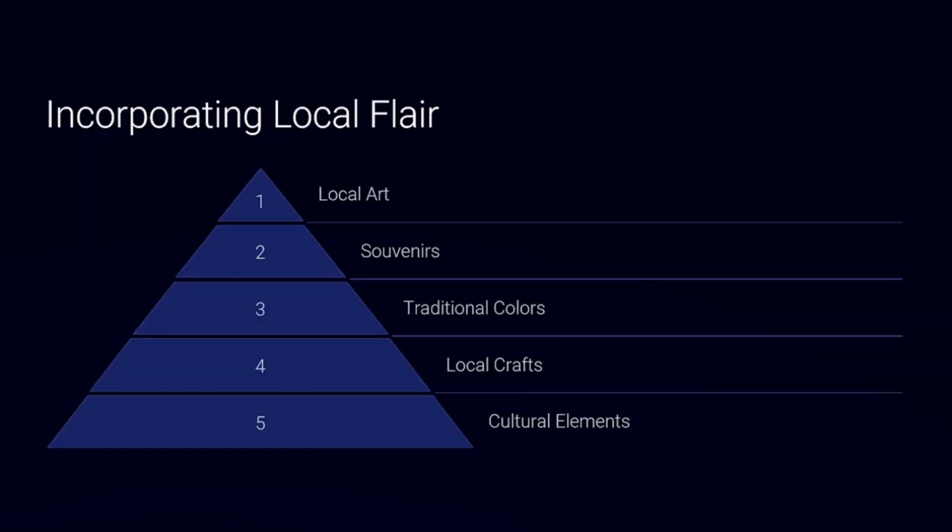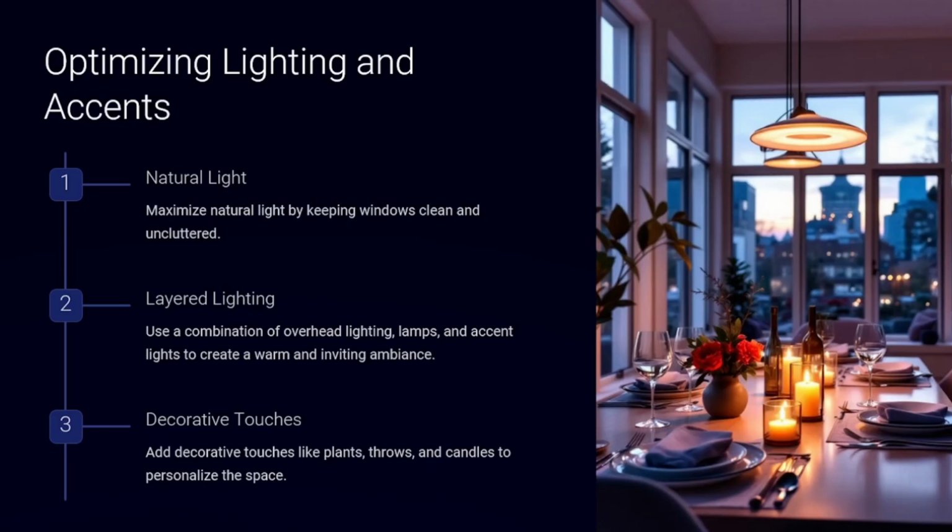And you need to incorporate local flair. Have local art there, have souvenirs, traditional colors, use local crafts. Incorporate some cultural elements as well, right? Go ahead and, of course, optimize the lighting and accents. Maximize the natural light. Keep windows clean, keep them uncluttered, right? Use layered lighting, overhead lighting, lamps, accent lamps, lights to create a warm and inviting ambience. And you can also go ahead and add decorative touches like plants. Okay? Use candles, personalize the space.